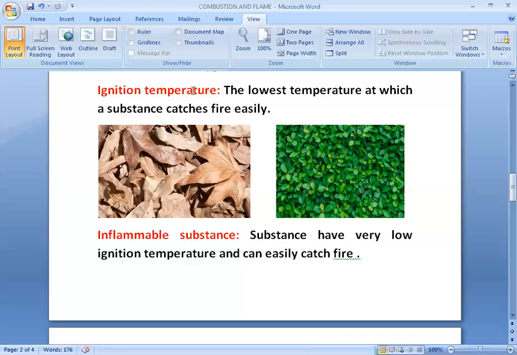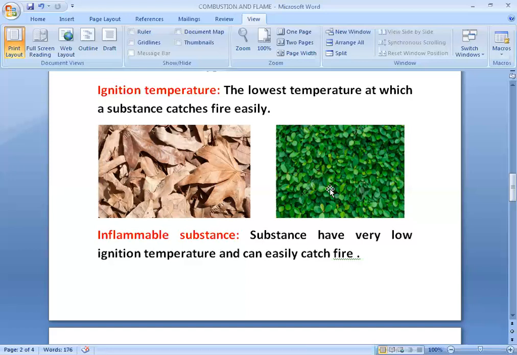Okay, so ignition temperature, what is the definition of it? It is the lowest temperature. What is ignition temperature? It is the lowest temperature at which a substance catches fire easily. Okay, so the lowest temperature at which it catches fire is its ignition temperature. And the ignition temperature of dry leaves is low in comparison to the green leaf.